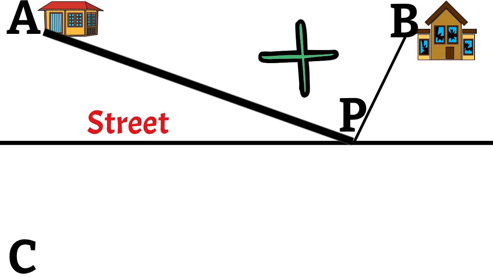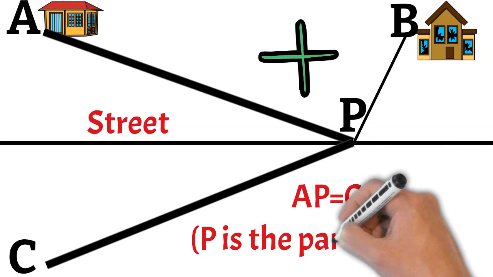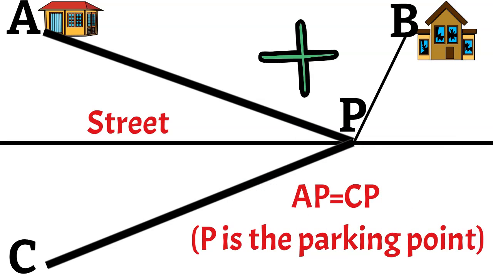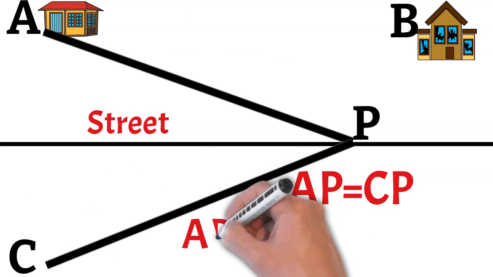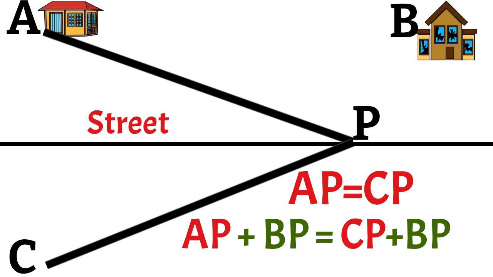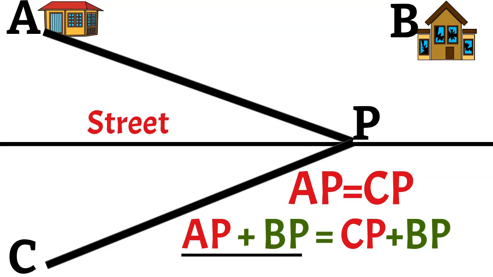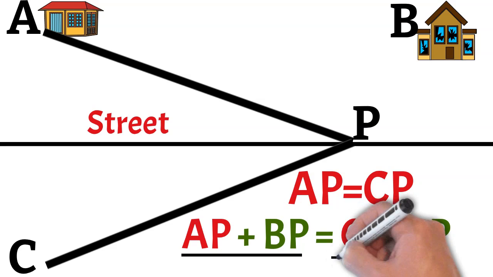Let C be the mirror image of A, where the mirror line is the street. Now we can say AP equals CP. To remind you, point P is the parking point. Thus, the distance AP plus BP equals CP plus BP. And if we want AP plus BP to be least, we have to make CP plus BP as least as possible.